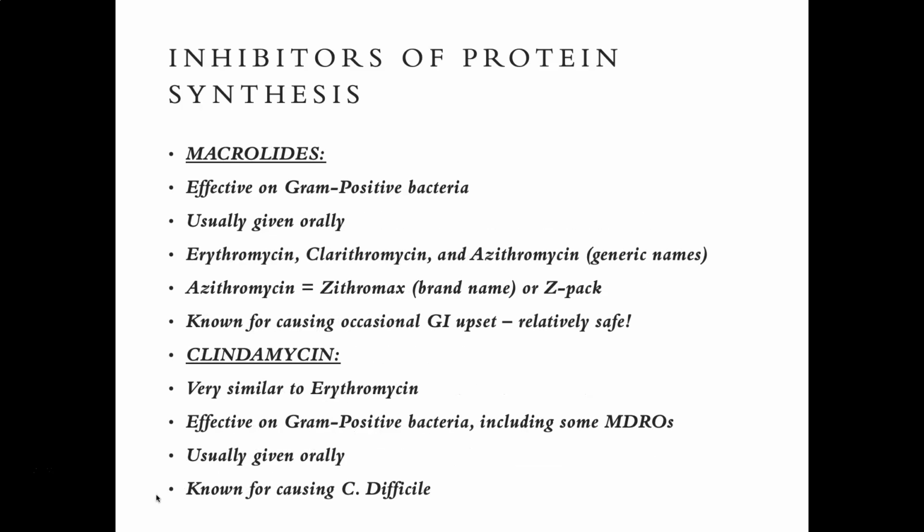All right, the last two we're going to talk about under protein synthesis inhibitors are macrolides. Macrolides work on gram-positive bacteria, so that's different than the other two. These work on gram-positive bacteria. They are usually given orally, so macrolides, think orally. There are three generic names I want you to be familiar with: erythromycin, clarithromycin, and azithromycin.